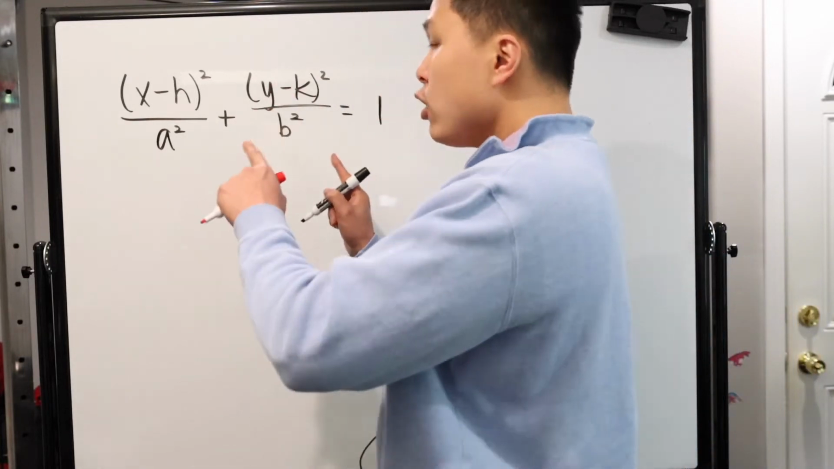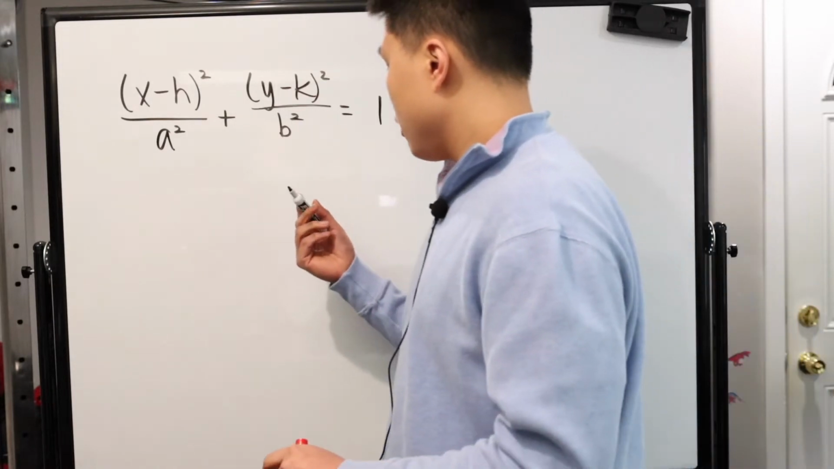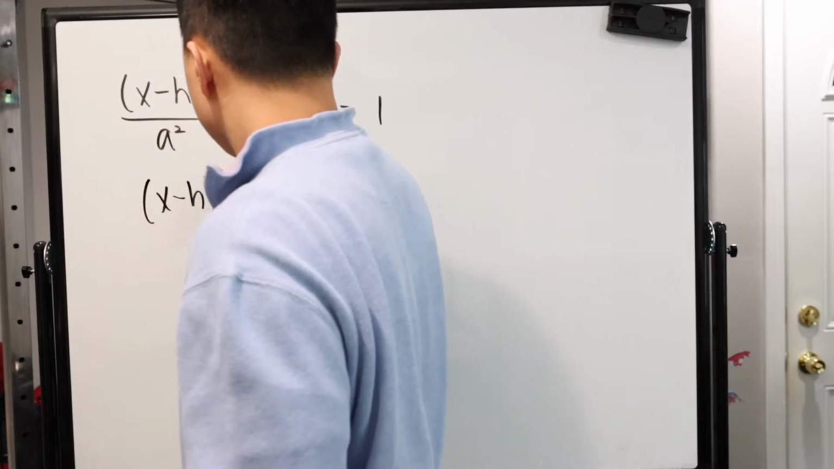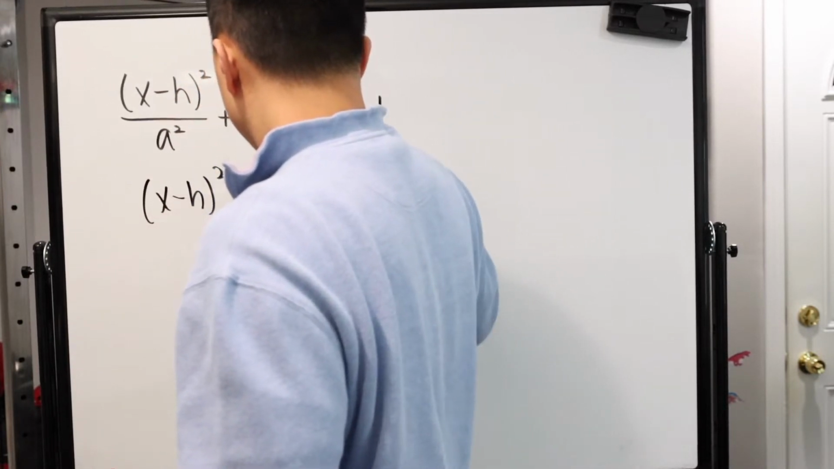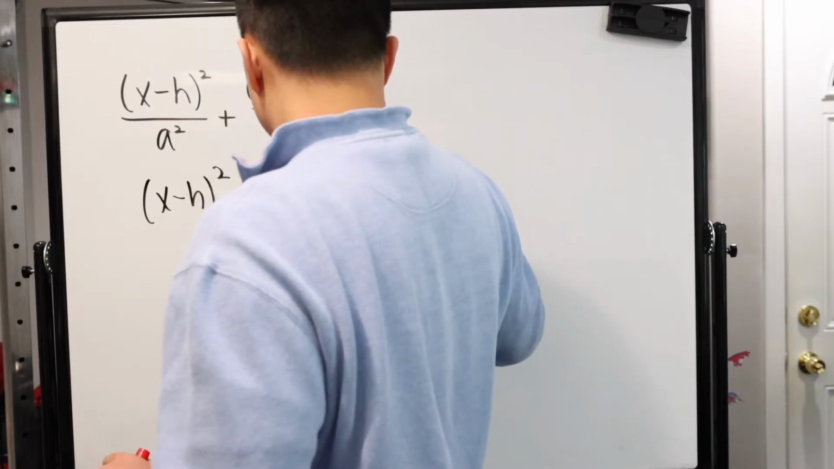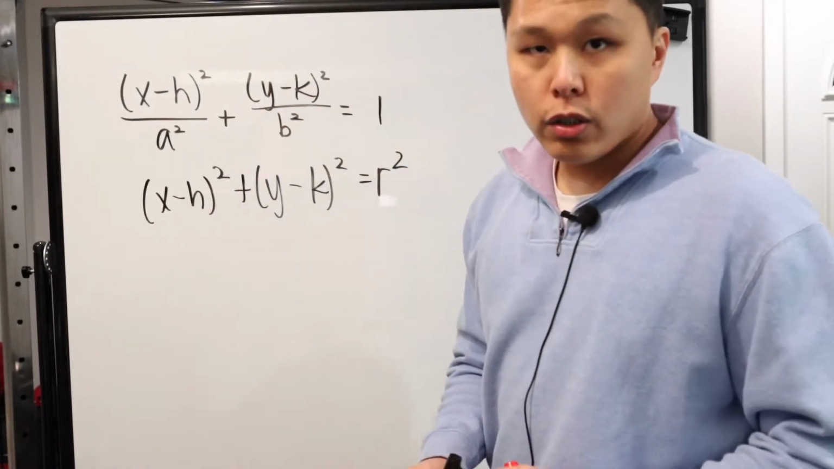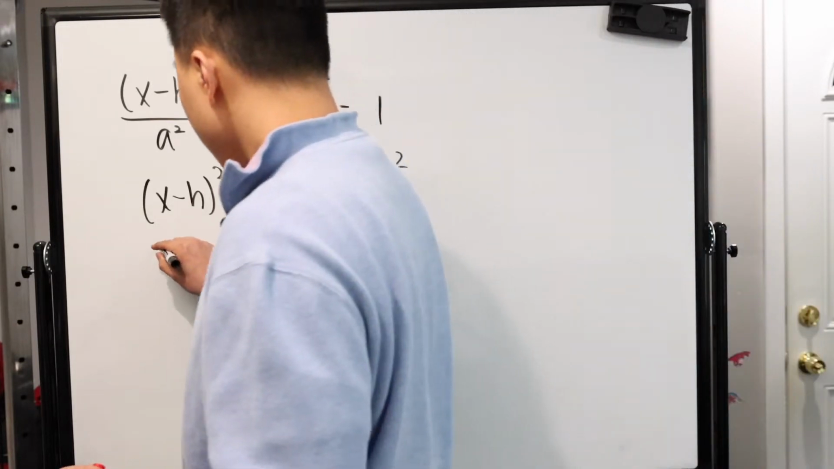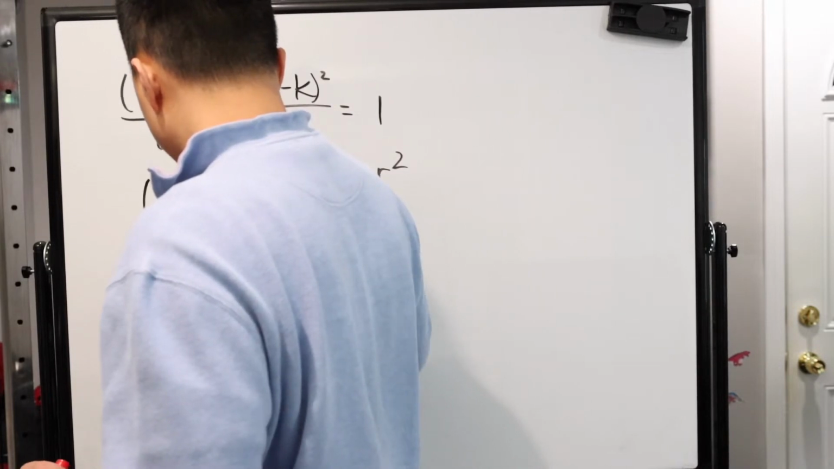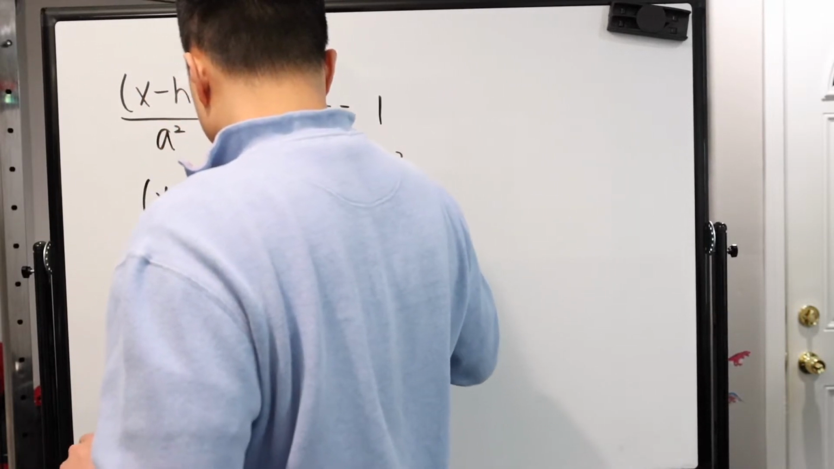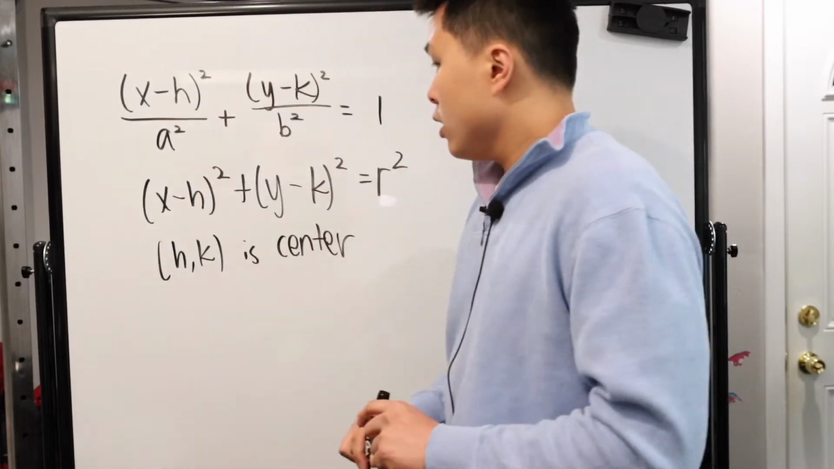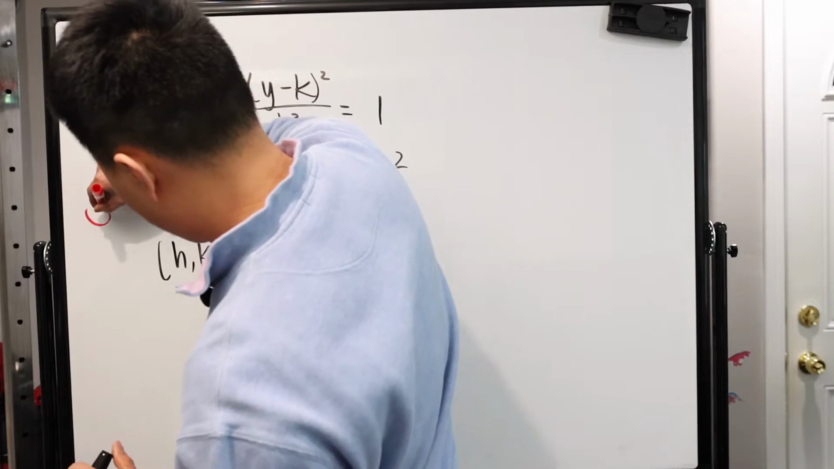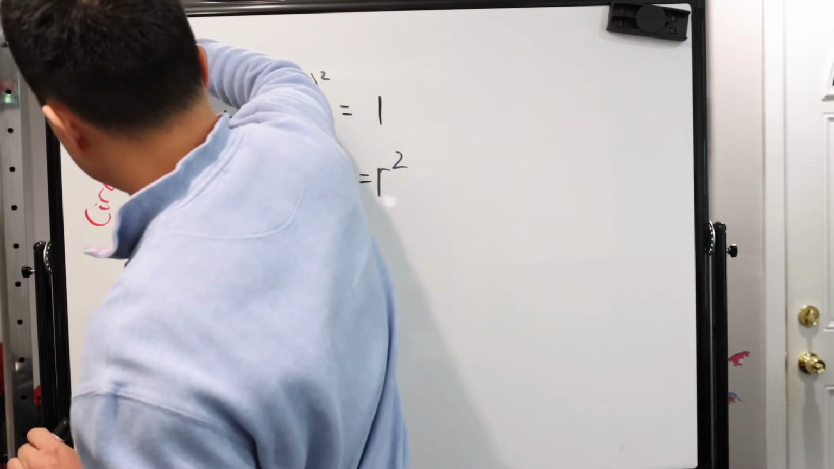First and foremost, it looks very similar to the equation of a circle. So you would have x minus h squared plus y minus k squared equals r squared. Right? So that's the equation of a circle, where h and k is your center. Okay? So this is the equation of a circle. Let's just put it right here, circle. And this is ellipse.